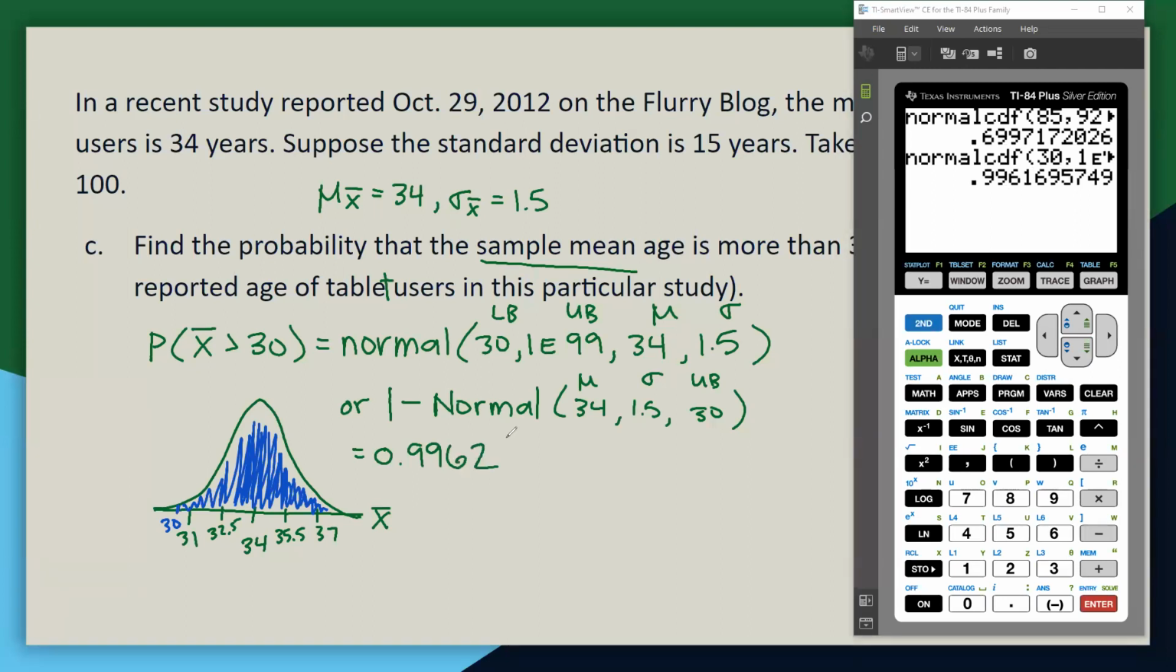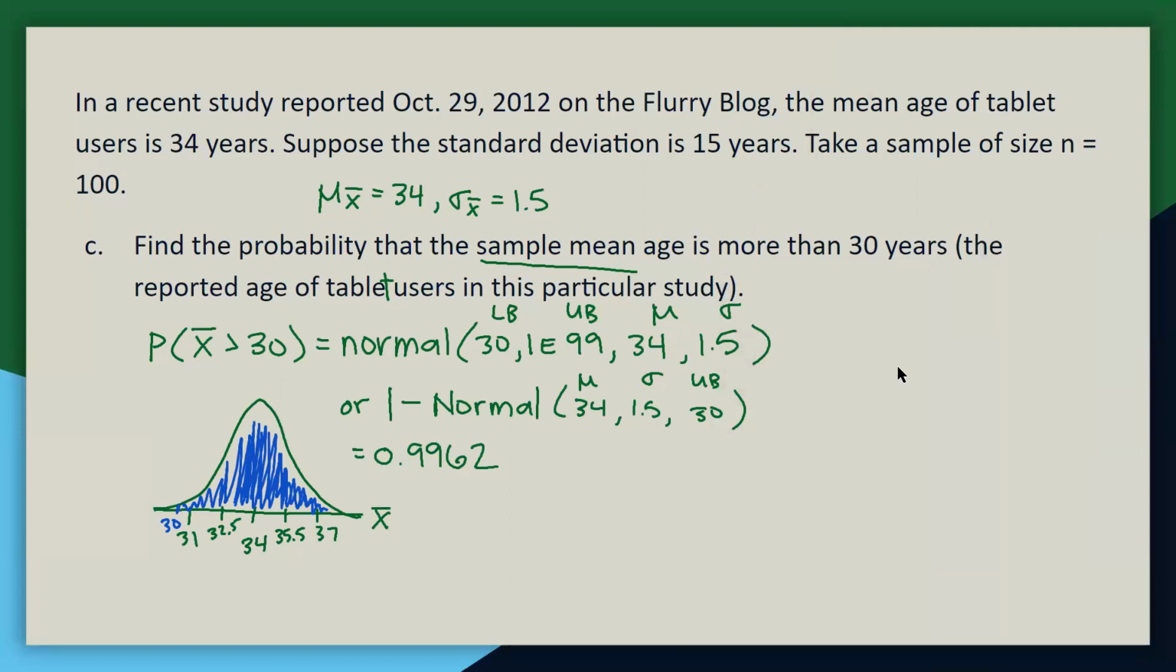0.9962. So a little bit bigger than 99%, which matches with what we drew in our picture, almost the entire curve. So based on the information that we have about this distribution of ages, we're expecting that there is a 99.62% chance that a sample mean age is more than 30 years. So for a random sample of 100 people, there's a 99.6% chance that that sample average age is bigger than 30.